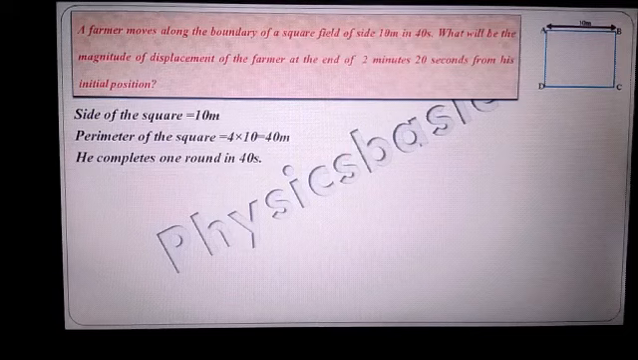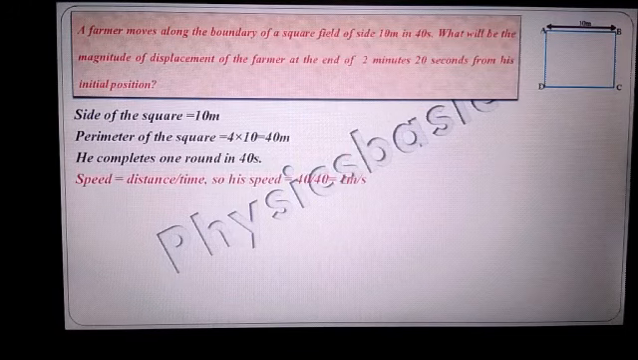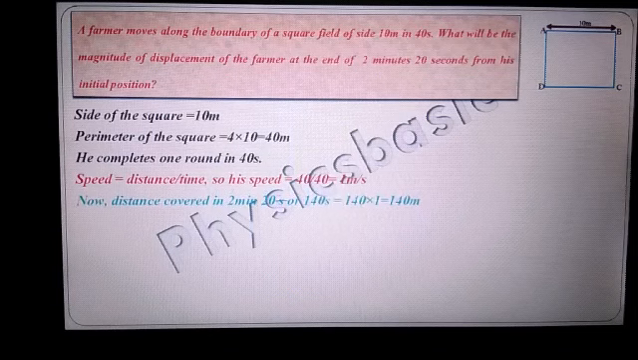Now he completes one round in 40 seconds. So speed is equal to distance upon time. His speed will be 40 divided by 40, that is equal to 1 meter per second. Now we have to find the distance covered in 2 minutes 20 seconds. To convert this into seconds, 2 minutes is equal to 120 seconds plus 20 seconds, that is 140 seconds. So distance covered is 140 meter.